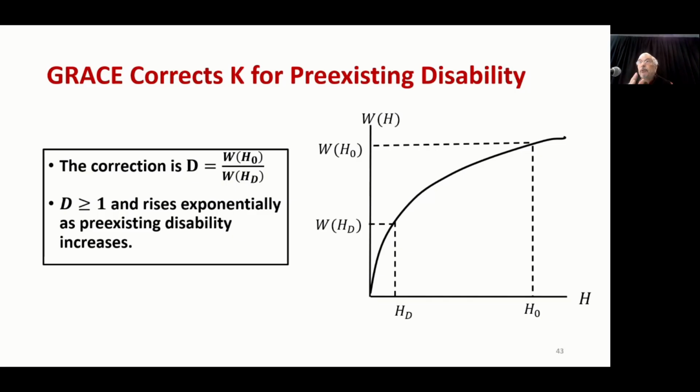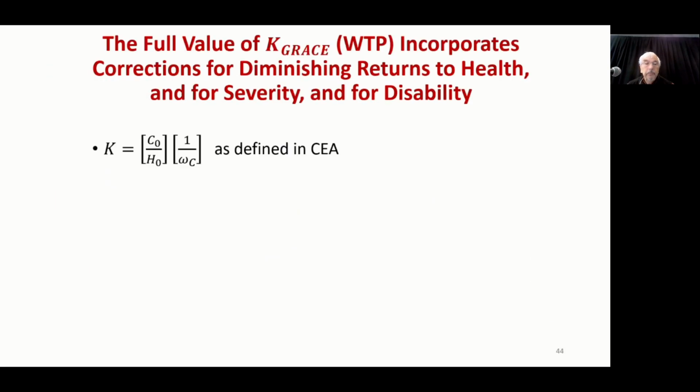And again, all you have to remember in this is that there is a multiplier in Grace. We call it D. It's equal to 1 or more. 1 only in perfect health. And again, that multiplier rises exponentially as disability severity increases. So that's the take-home message about this. And so now I'm going to assemble these things back into position.